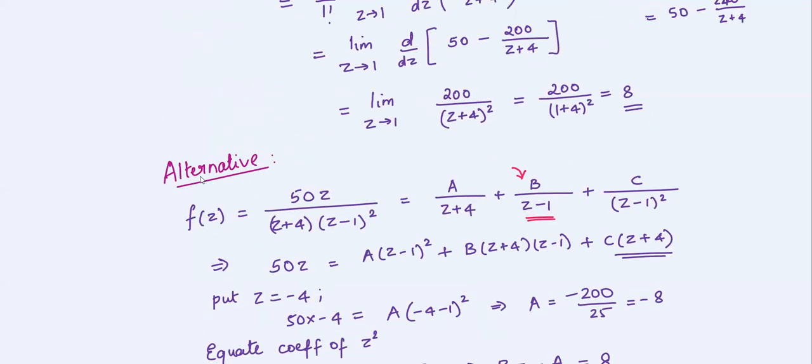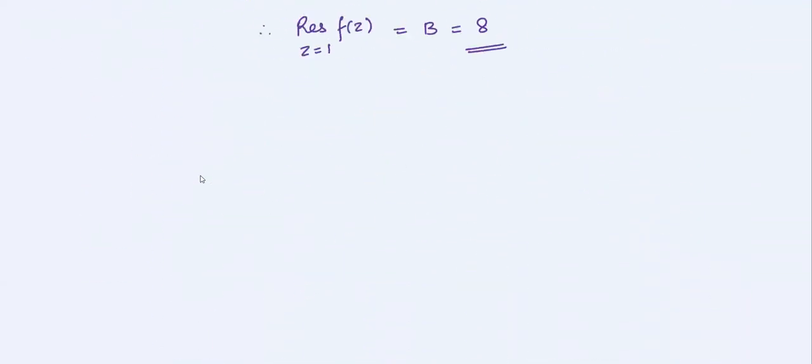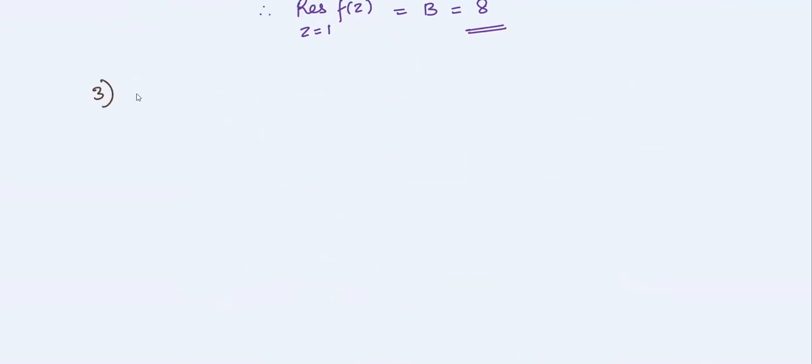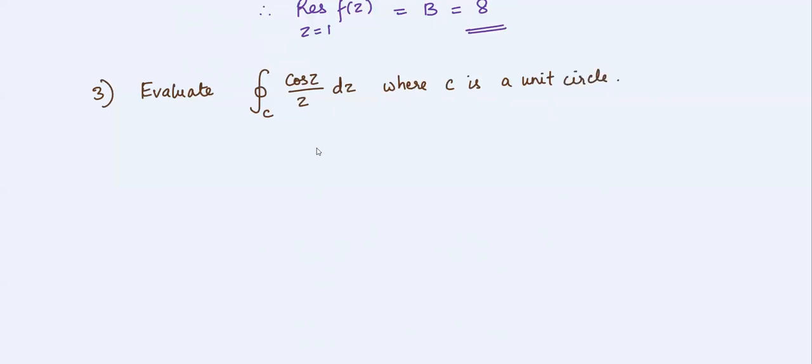Now let us do another problem. Evaluate the integral of cos z upon z dz, where C is a unit circle. When it is just mentioned unit circle, it means about the center origin. Center as origin.